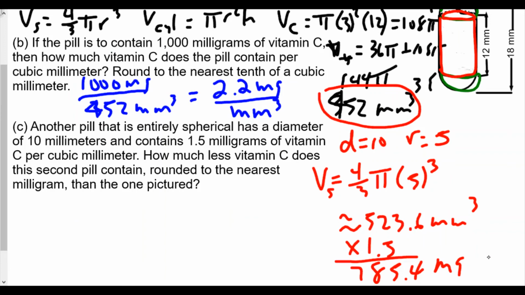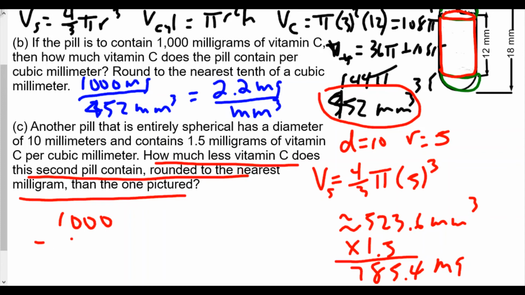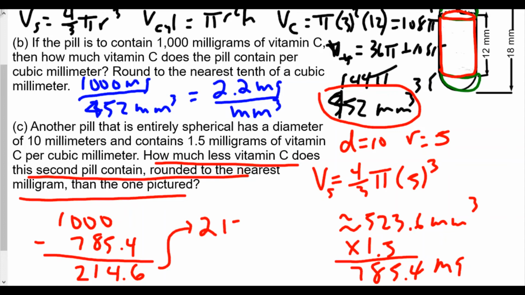So in this case, it says, how much less vitamin C does the second pill contain rounded to the nearest milligram than the one pictured? So we would take 1,000 minus 785.4, and we're going to get a value of 214.6. Okay? All right? And so we have in this case, rounded to the nearest milligram, 215 milligrams difference.